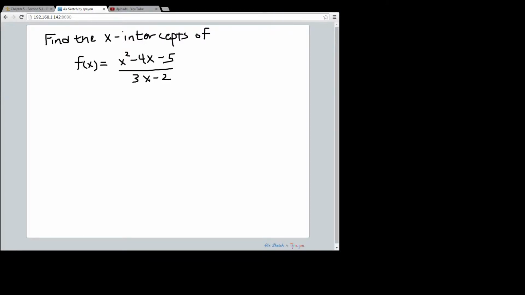In this video, we're going to talk about finding the x-intercepts of this function, which is a rational function. It's a polynomial divided by a polynomial. So in general, when you want to find the x-intercepts of a function, what you would do is replace f of x or y, if it's y here, by 0 and then solve for x. So that's exactly what I'm going to do. In place of f of x, I'm going to put 0, and then that's going to lead to this equation.